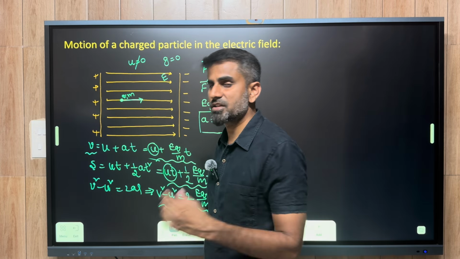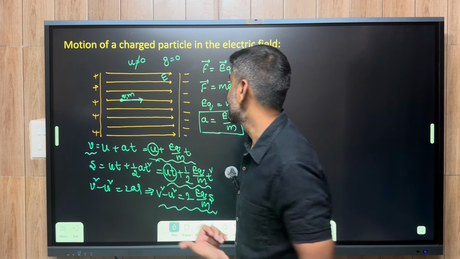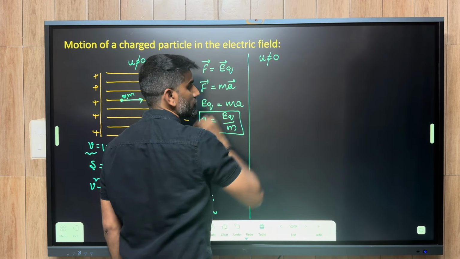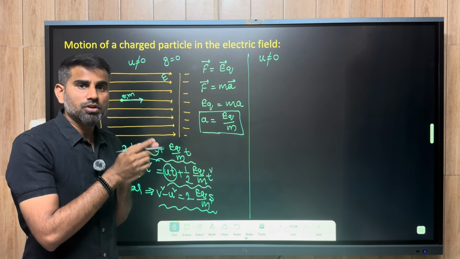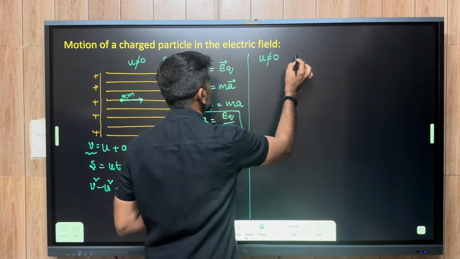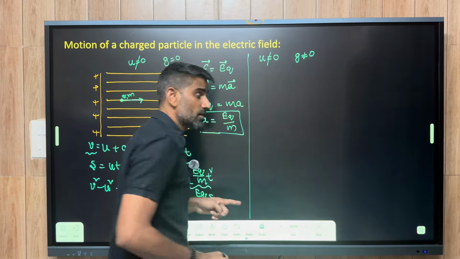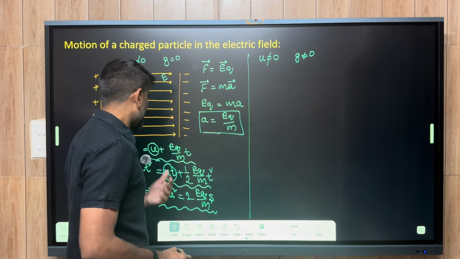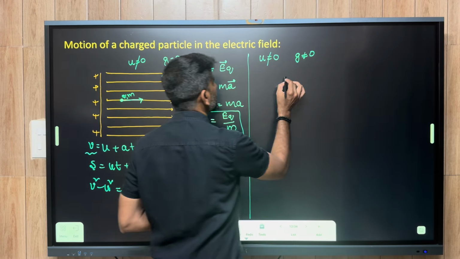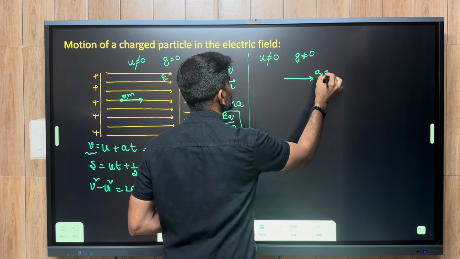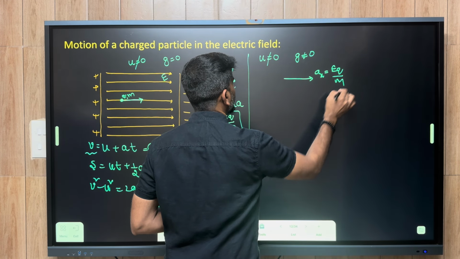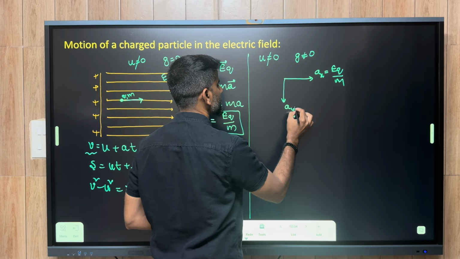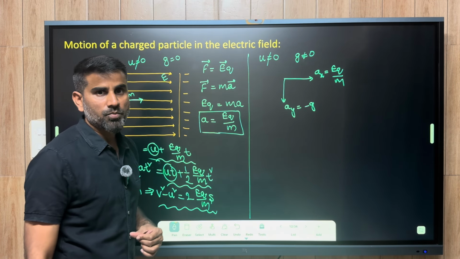In the next case, we are going to consider the gravity as well. So in the next case, I'm going to take u is not equal to 0. That means the particle is initially shot with a certain initial velocity u, and g is also not equal to 0. That means the gravity here is working. It is not absent anymore. Now I'm going to take the same equations again. So this is ax, which is equal to Eq by m, and this is ay, which is minus g.